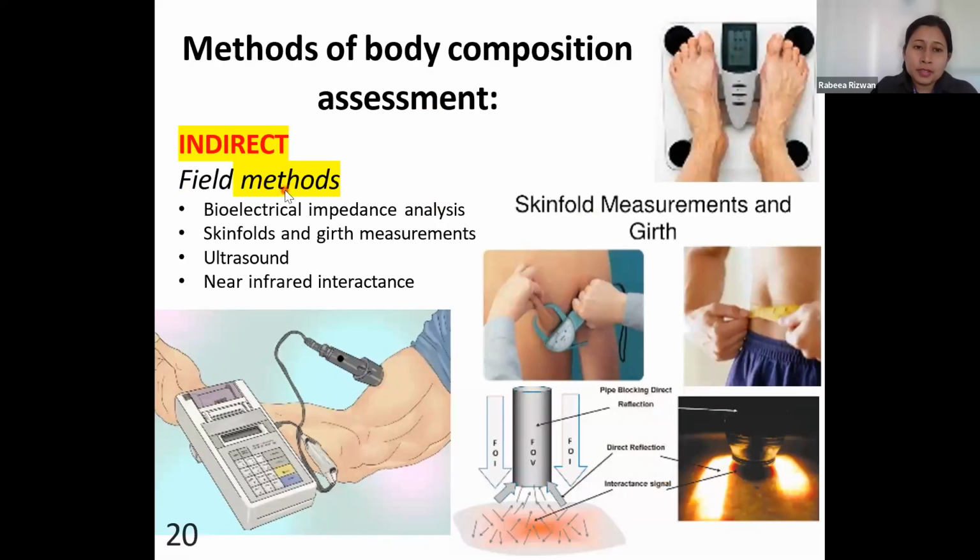Now, the field methods, which are also indirect methods, measure body composition, particularly body fat. There are four techniques: bioelectrical impedance analysis, skinfold and growth methods, ultrasound, and near infrared interactance. Here is an example of the skinfold, how the skin can be folded and evaluated by a scale, a caliper, that measures how much body fat a person has.